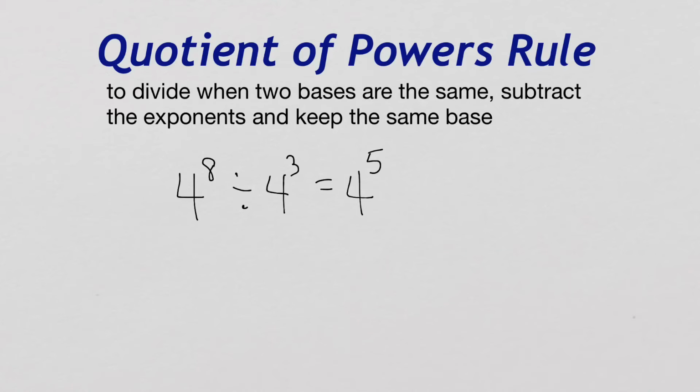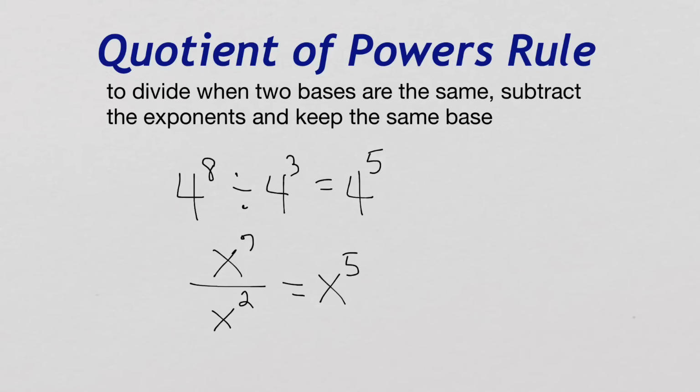Again, let's do that with a variable. Let's do x. We'll say x to the 7th. Let's divide it by x to the 2nd. 7 minus 2 is 5. So that's, of course, x to the 5th. Just be careful here. If you have any negatives, remember your rules for adding and subtracting integers.